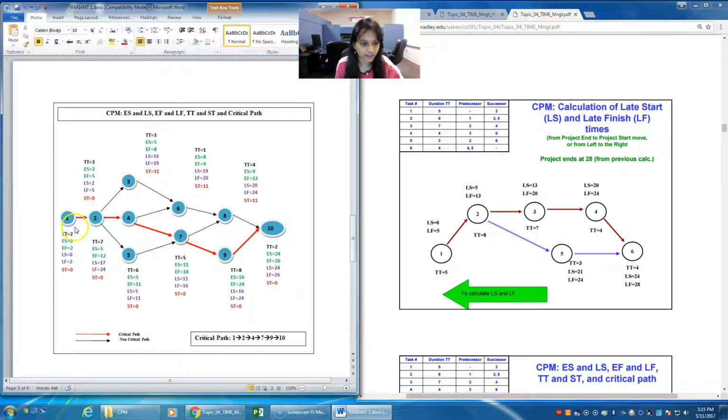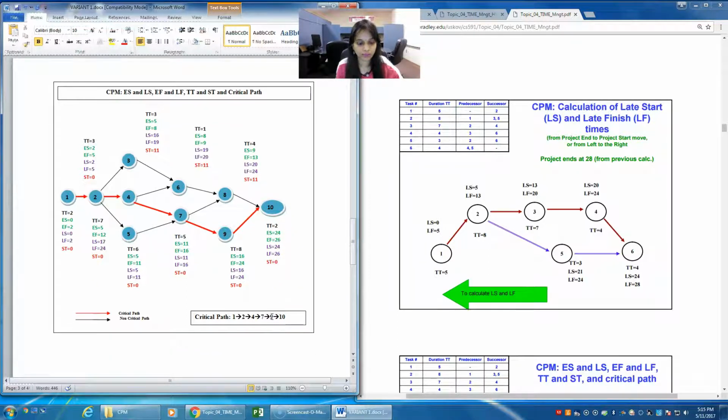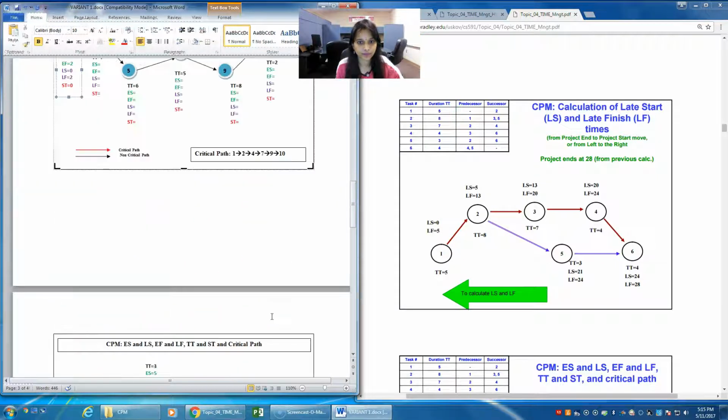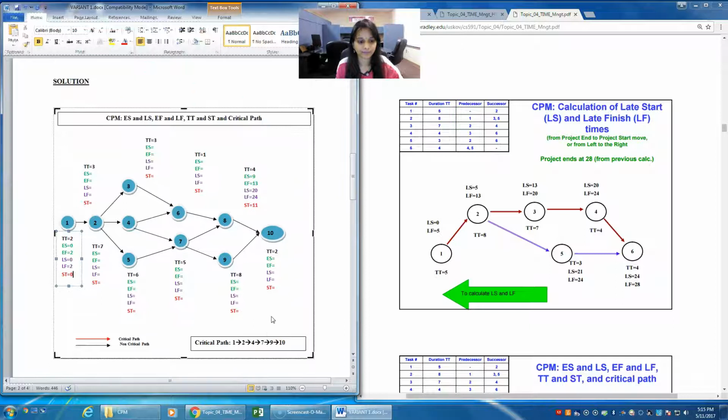You can just provide the path. You need to highlight it in red in order to know that this is the critical path. So from 1 to 2, 2 to 4, 4 to 7, 7 to 9, and 9 to 10 is the critical path that you can compute. So this is how you do the critical path and arrive with the values.